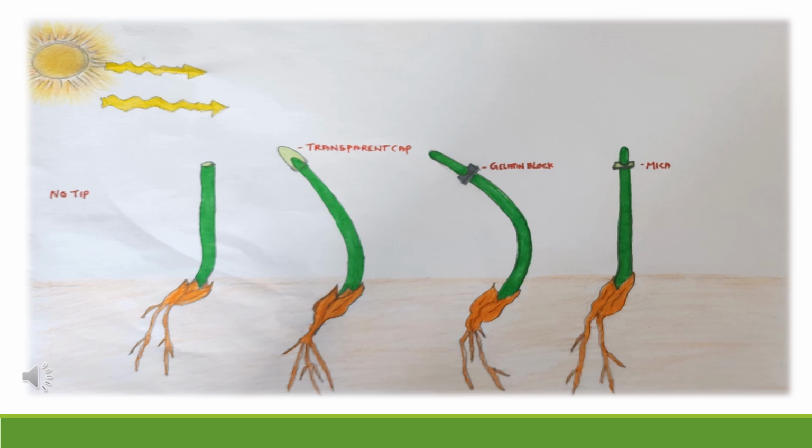But then he put a small piece of gelatin between the tip and the remainder of the plant. He observed that the plants could still bend towards the light source. This demonstrated that the signal could pass through the gelatin.